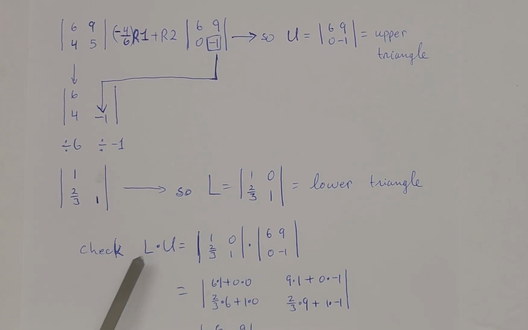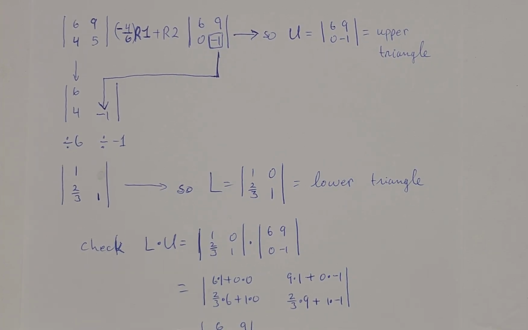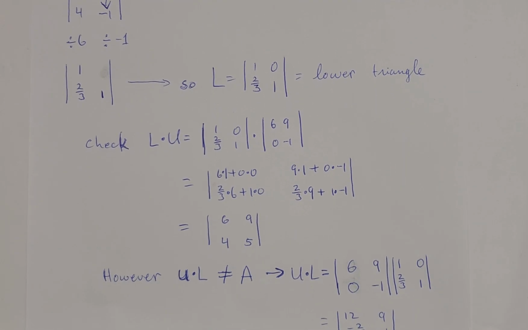So lower triangle times upper triangle. Same procedure in multiplying matrices. First row, first column here, first row, second column here, second row, first column, which is here, second row, second column, which is here. Okay, so we'll just multiply right through it.